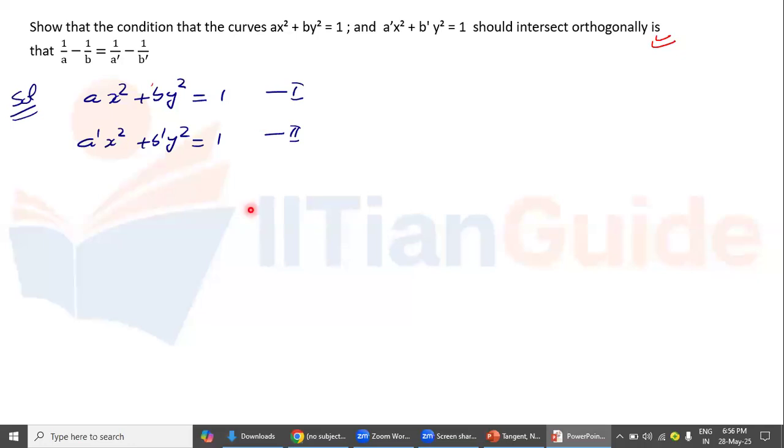So for the point of intersection, if I calculate, I will multiply the first equation with a dash and the second equation with a. I will subtract, and I will get (a dash b minus ab dash) y square equal to a dash minus a, which means I will get the value of y, that is plus minus. Similarly, I will multiply the first equation with b dash and the second equation with b, and I will subtract to get the x coordinate. So that is quite complicated. If we get stuck somewhere and have to use it, then we will solve it. Otherwise, I'm skipping. Did you follow?